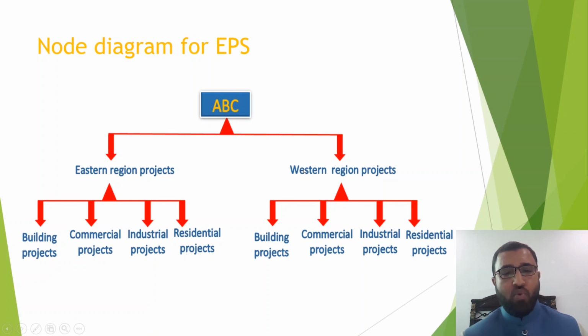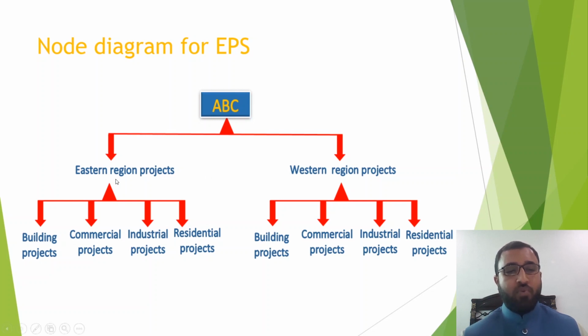ABC has two wings: Eastern region projects and Western region projects. Maybe I suppose that your company is working in your country, and area wise we have two main divisions: Eastern region projects and Western region projects. Similarly, it doesn't mean that you always need to divide into Eastern region projects. No. Maybe in your area you have different states, different zones. So you can mention those names of states, names of those zones.